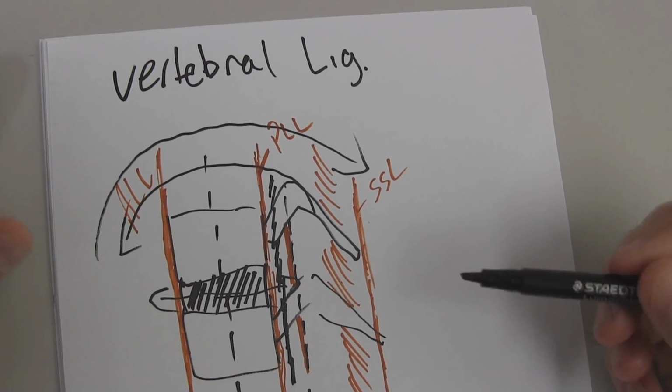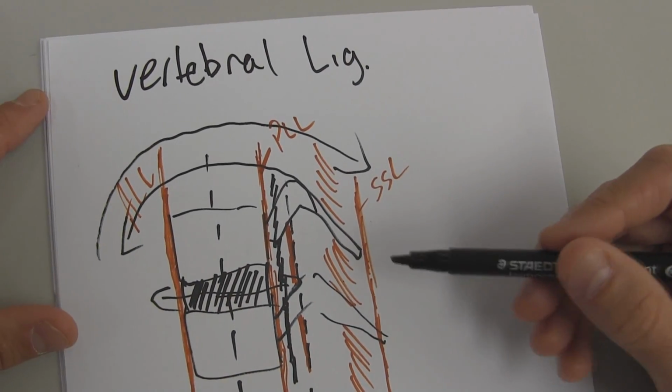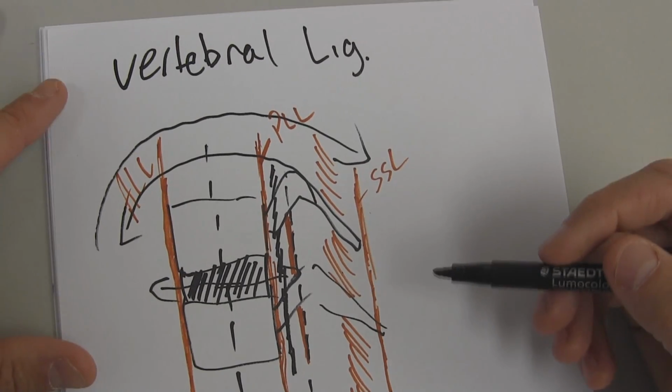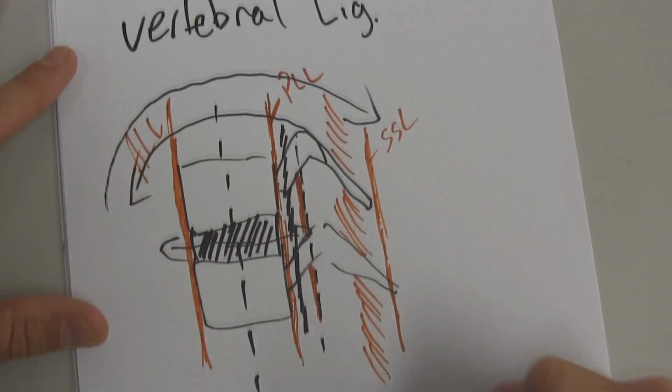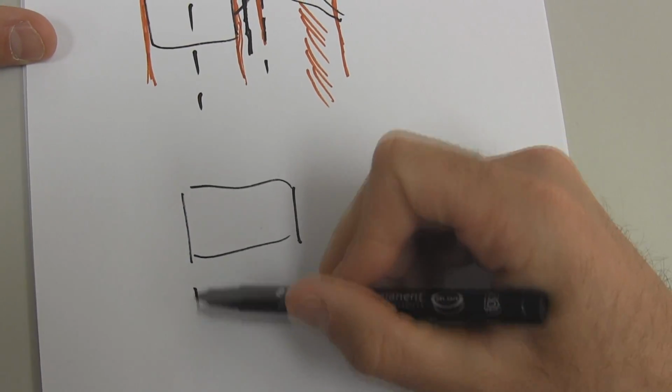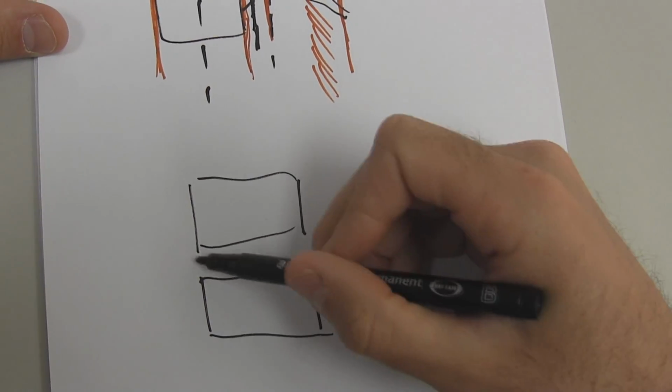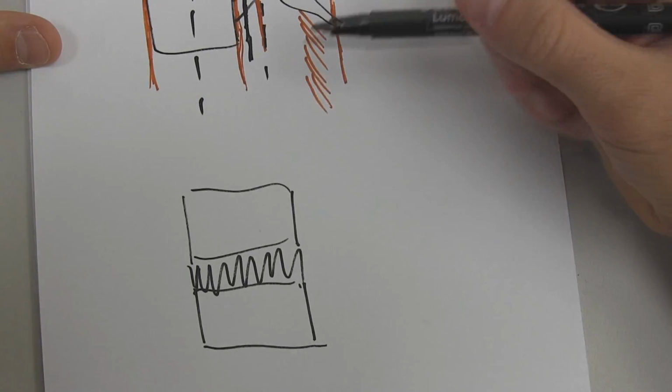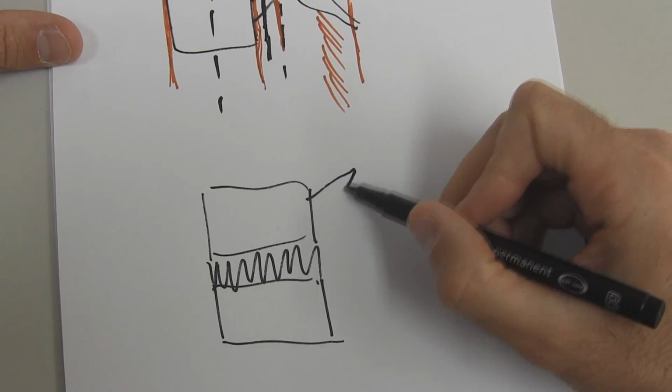So let's have a look now at another view of vertebrae to see if we can have a better vision of what some of these other ligaments look like. So if I now draw a vertebrae looking head on, so an anterior view of a vertebrae, I'll draw two for us. So we're looking straight on this time. We've still got the intervertebral disc in between there. We're going to see a couple of other features.